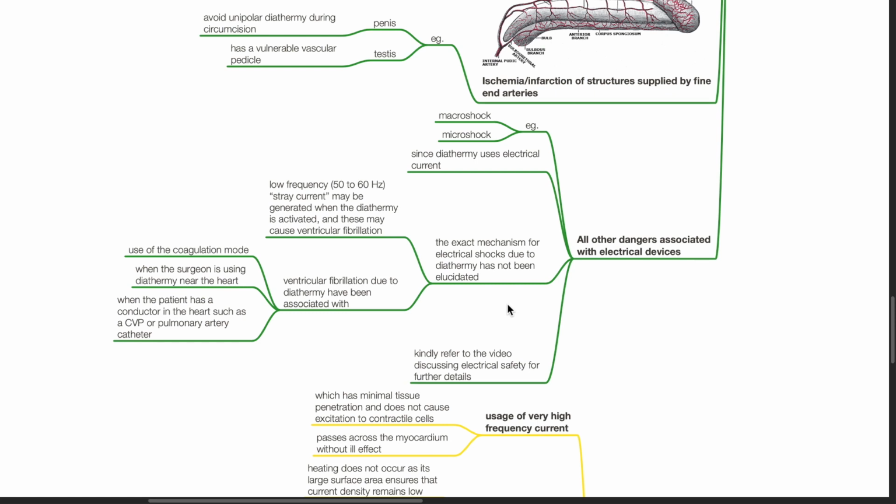Ventricular fibrillation due to diathermy has been associated with the use of coagulation mode when the surgeon is using diathermy near the heart, and when the patient has a conductor in the heart, such as a central venous line or pulmonary artery catheter. Kindly refer to the video discussing electrical safety for further details.